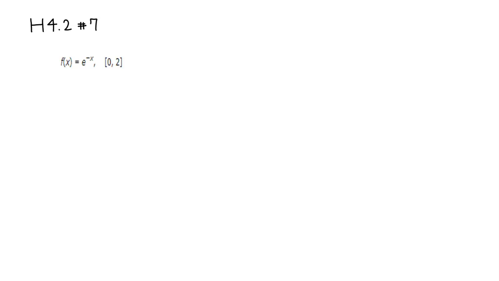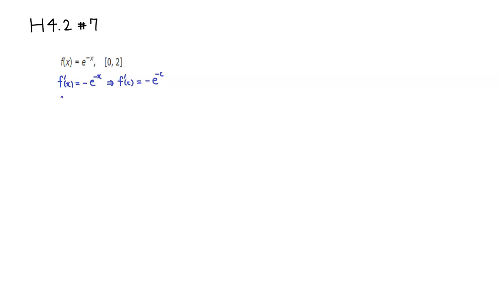If you take the derivative, f prime of x is going to be e to the negative x, and then multiplied by the derivative of negative x, which is negative 1, so I just put the negative sign here. So we know that f prime of c is negative e to the negative c power.